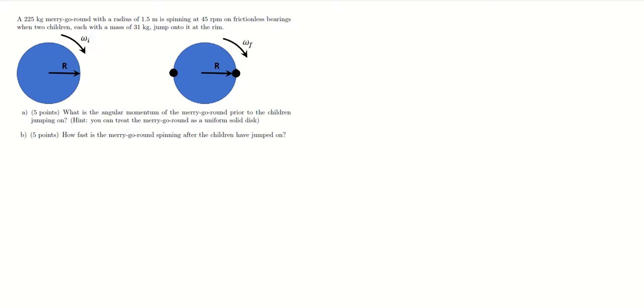So this all boils down to conservation of angular momentum. If we look at our system as the children and the merry-go-round, there are no external torques about the axis of rotation, so the angular momentum about that axis is conserved. Essentially, the angular momentum of our system initially is equal to the angular momentum of our system at the end, before and after they jump on that merry-go-round.